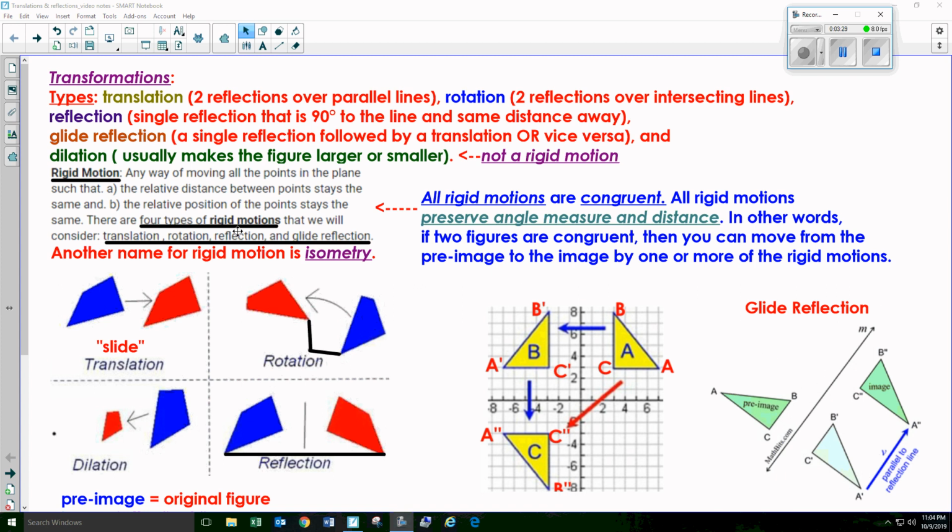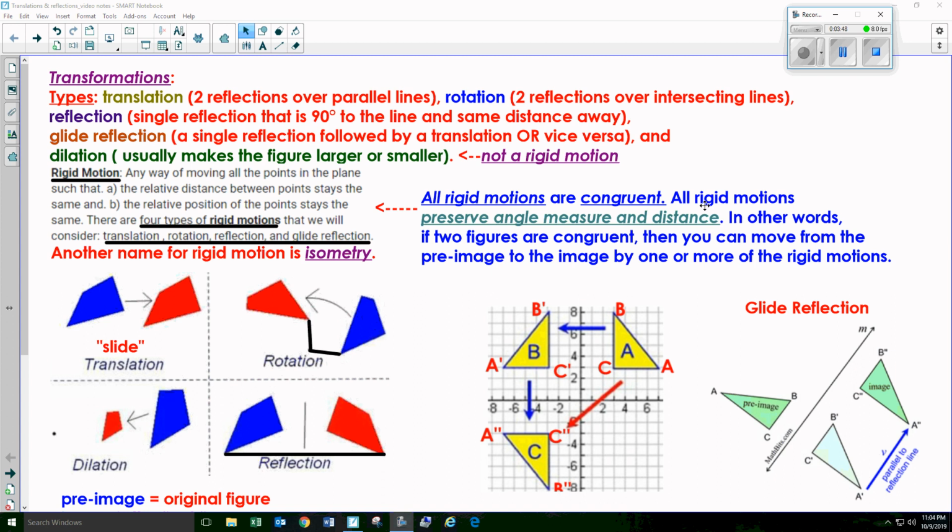So what is rigid motion? All rigid motions are congruent. We'll come back up to these definitions here in just a second. All rigid motions are congruent. Notice the shapes are the same size and shape. Okay, congruence. We've talked about congruent figures already.